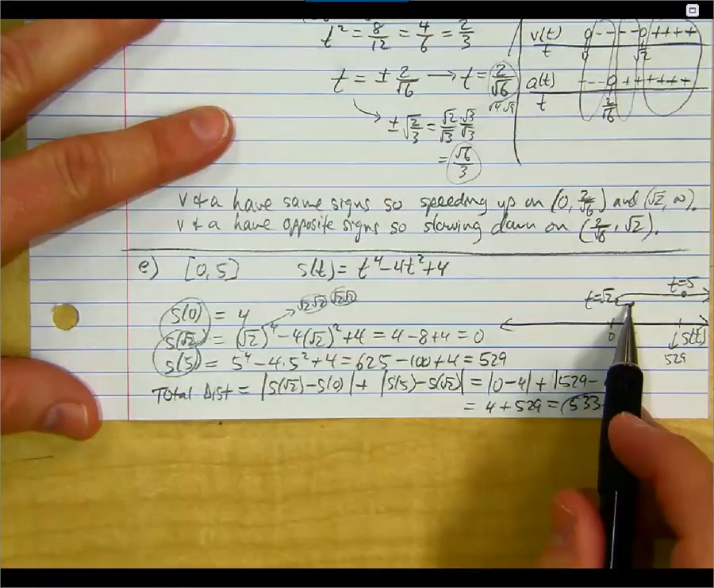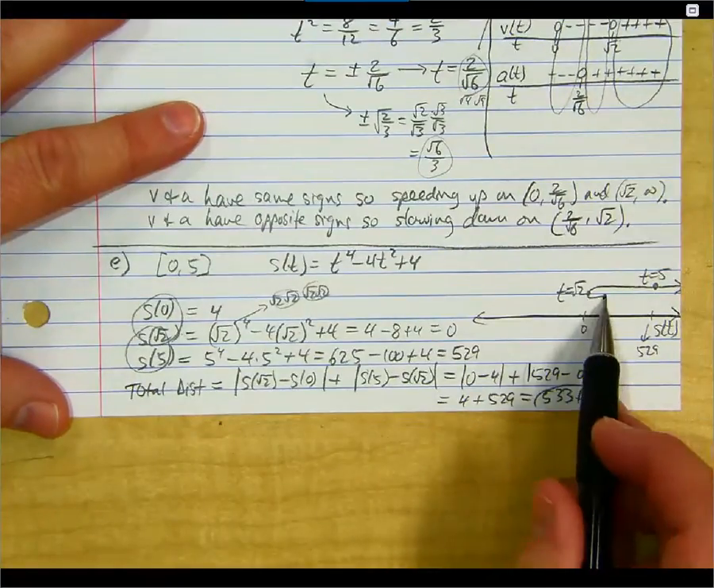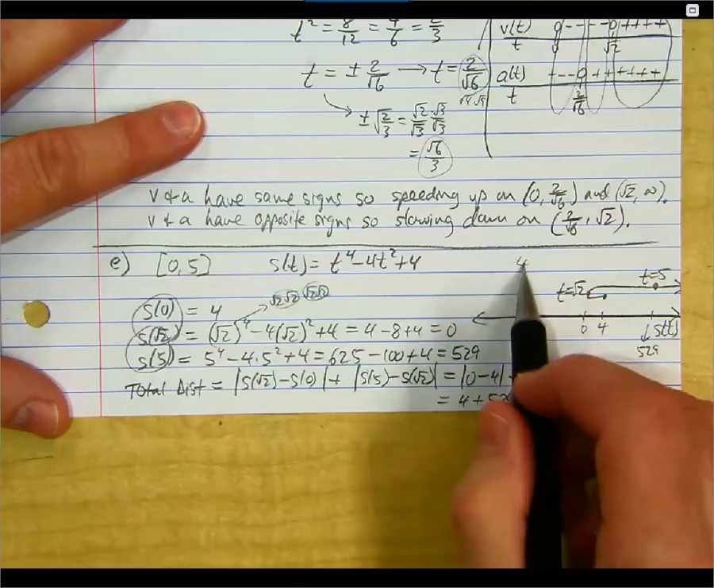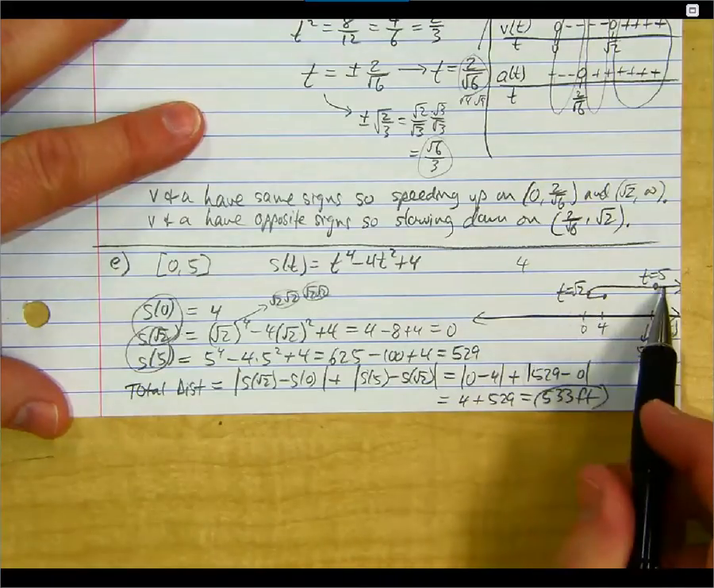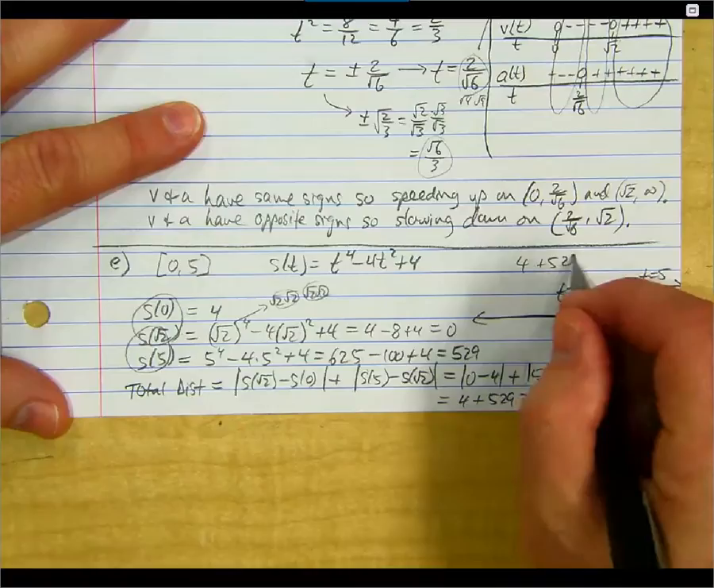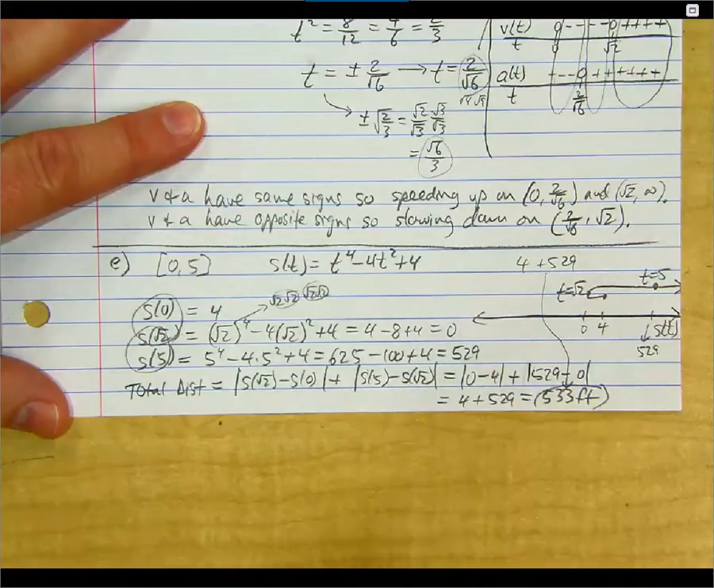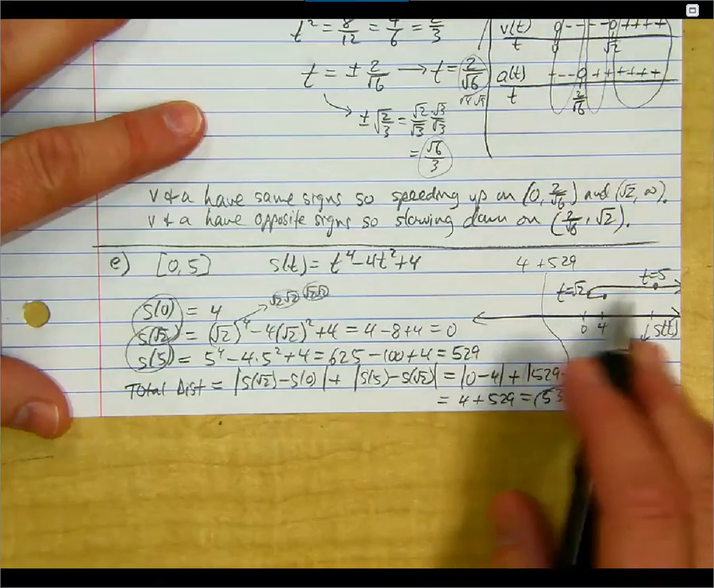So if you were to just kind of mark this off, well, 4 back to 0 is 4. And then from 0 out to 529 is 529. You're going to get exactly what we got, 533. This can get a little more complicated when it goes back and forth multiple times, but there it is.